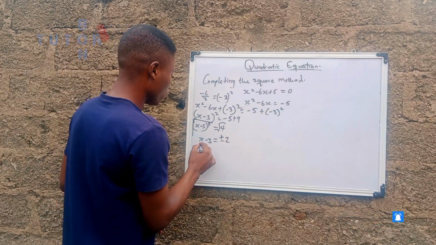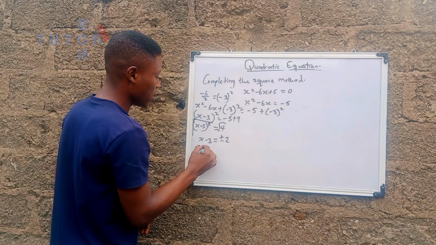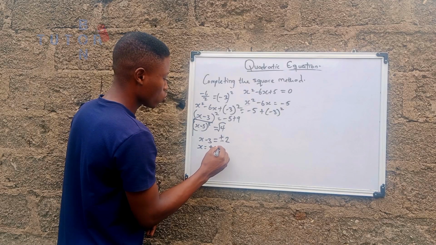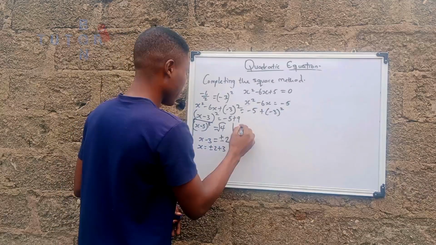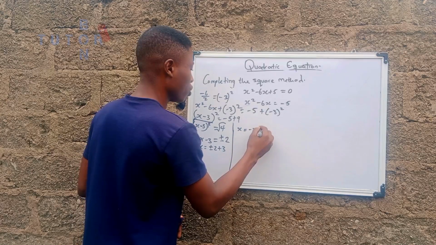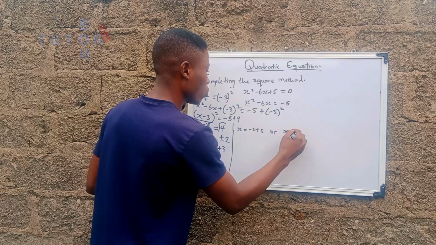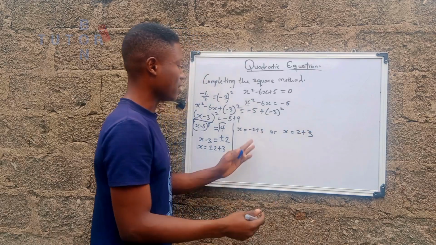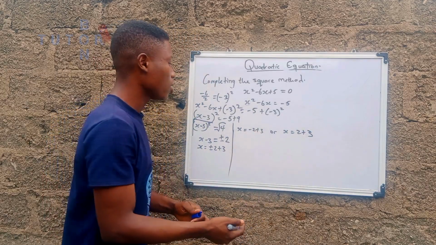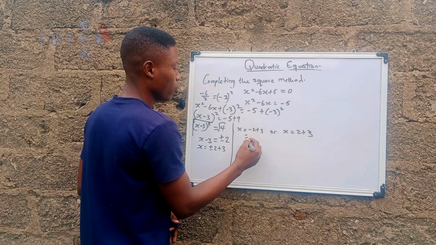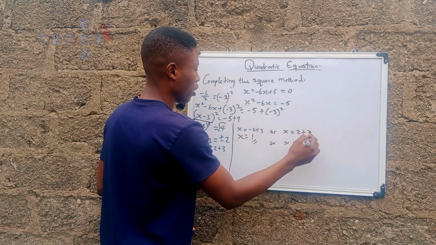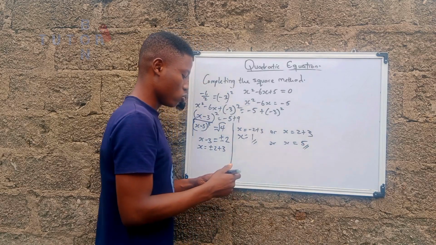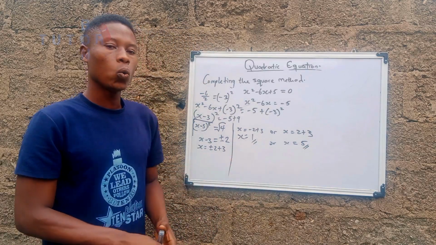Now I have to transfer this to the other side. I'll be having x equals plus or minus 2 plus 3. So my two values will be x equals -2 + 3, or x equals 2 + 3. That is when 2 is negative and when 2 is positive. And this gives me what? 1. Or your x to be equals to what? Yes, 5. So I have my x to be either 5 or 1.